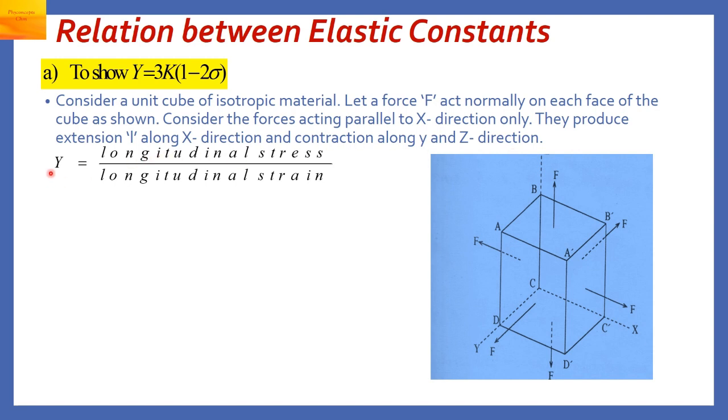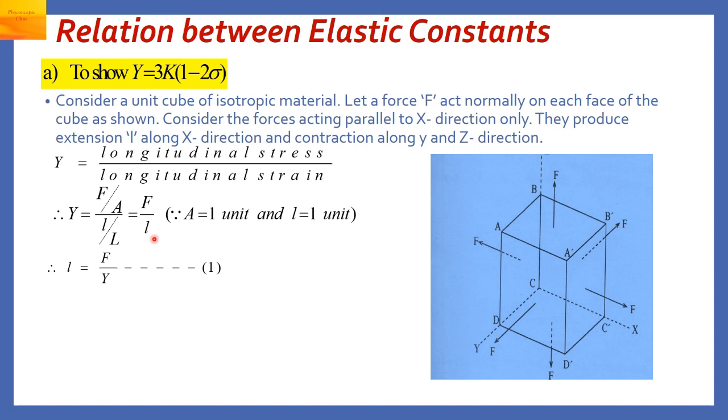We will write down the Young's modulus Y is equal to longitudinal stress upon longitudinal strain. We had seen the formulas for the stress and strain in the earlier video. Longitudinal stress we will write down as F upon A and longitudinal strain is l upon L. Here we are considering the area is equal to 1 unit and the length is 1 unit. So substituting that, we get Y equals F upon l. Rearranging this formula, we get l is equal to F upon Y. This l is the longitudinal strain.